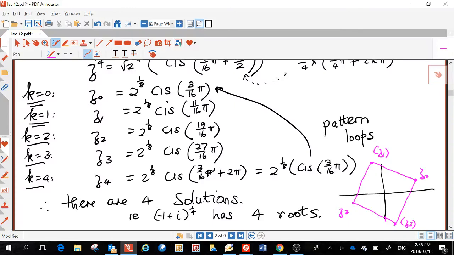What happens if there are five roots? Let's suppose we're doing the question minus 1 plus i to the power 1/5. Five roots of that. How will those five numbers arrange themselves? In the shape of?